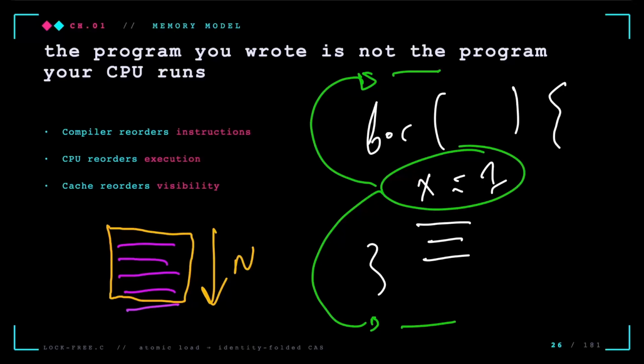Another thing which is very relevant to what we're going to see next is that the cache reorders visibility. CPUs want to be really fast, so they don't directly interact with the RAM, at least when they can afford not to. That's why we have the cache in the middle. And that cache can, in a sense, reorder visibility, and we're going to see how.